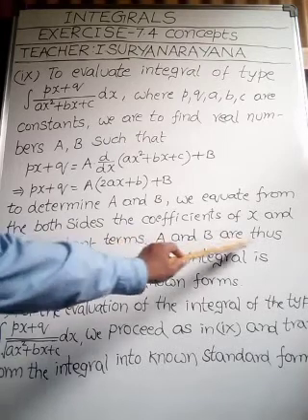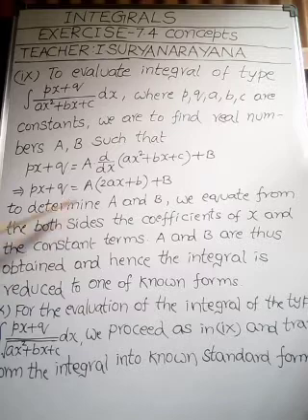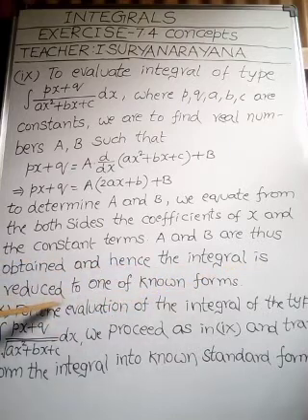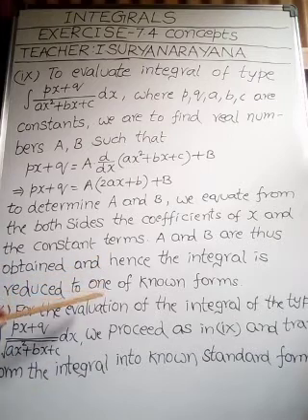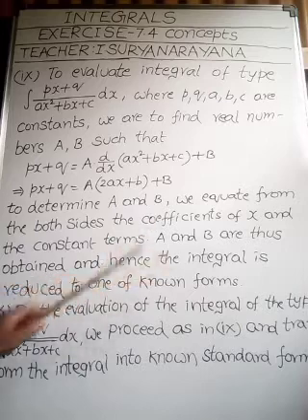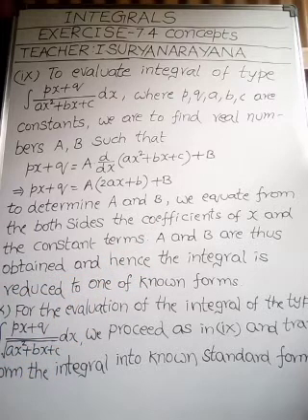Then A and B are thus obtained. Understood this point, my children? And hence the integral is reduced to one of the known forms. Then we get the integrals in any one of the first 6 forms in this exercise. At the beginning of this concept, we wrote the first 6 forms, and the integral will reduce to any one of those 6 forms.